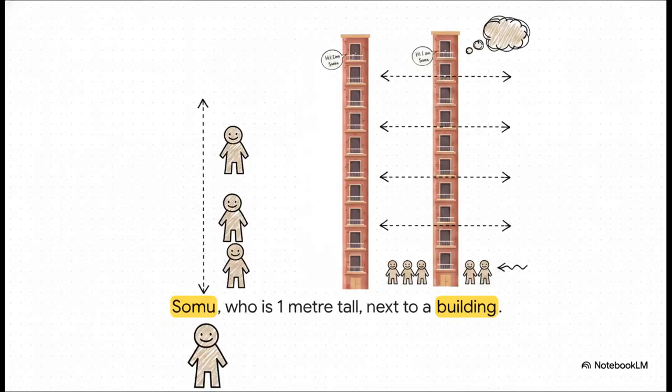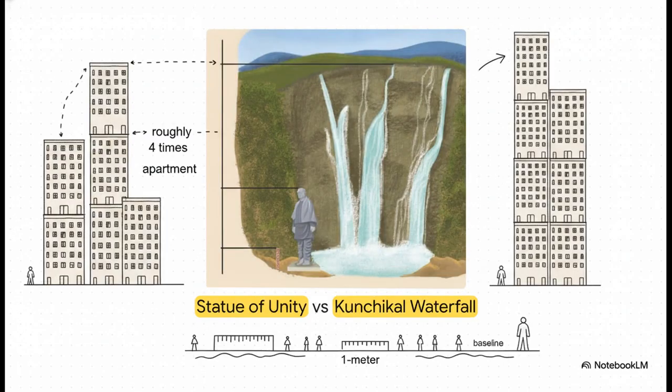Let's pivot from time over into physical space, because it's really tough to sense spatial scale without a solid baseline. Meet Somu. He is exactly 1 meter tall. This gives us a highly familiar human-sized measuring stick. If we look at the building right next to him and we estimate that each floor is, say, about 4 times Somu's height, we can start to visually calculate the massive height of that entire structure just by mentally stacking Somus on top of each other.